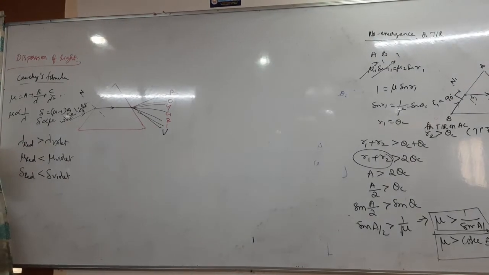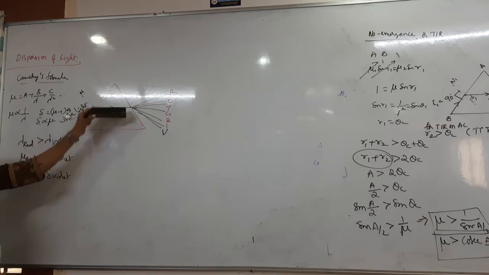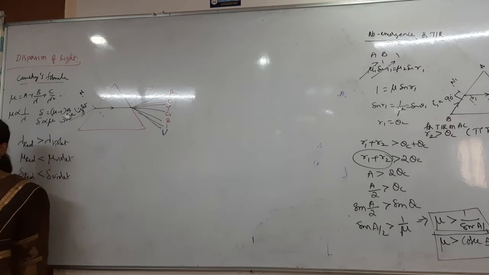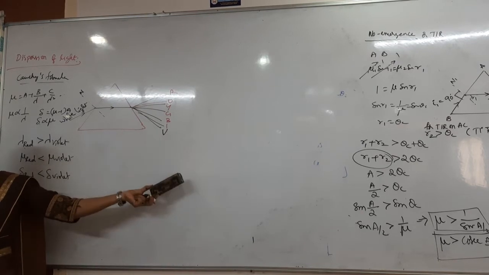Right, that is VIBGYOR. With GR we will get violet, indigo, blue, green, yellow, orange and red. Violet will deviate more, so only it is coming at the bottom. Red will deviate less, so only it is there in the top. And also the remaining colors will be there.